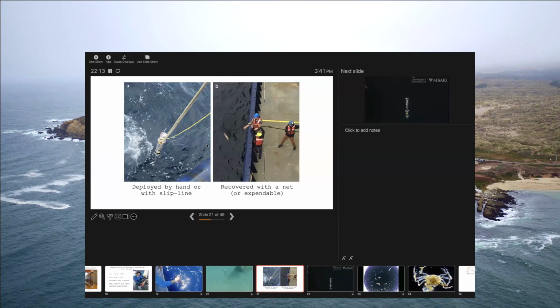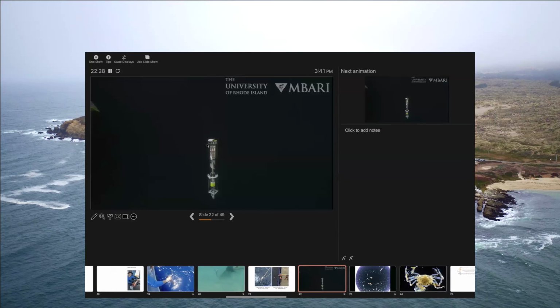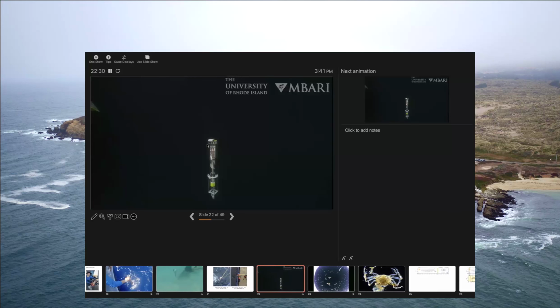So this can also be deployed from large vessels. We did a bunch of these in exports as well, deployed by hand or with a slip line. And then when possible, we recover with a net. But they do transmit their scalar data at this point. We have not yet decided how to compress and send image information, but we're very much actively working on that.